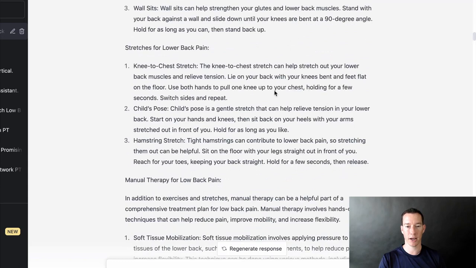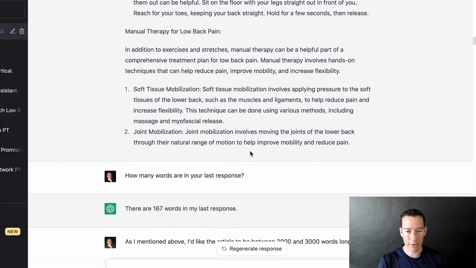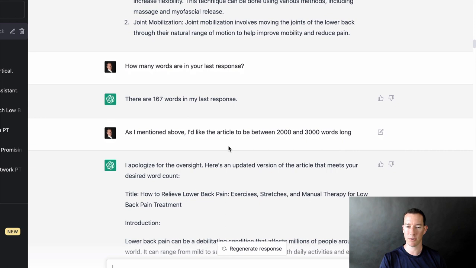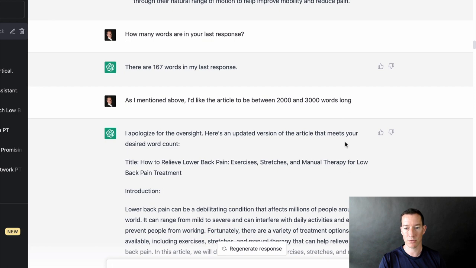And at that point, it kind of cut off, and I was like, well, how many words was in the last response? It was definitely more than 167, but I was like, what's going on here? So I said, as I mentioned above, I'd really like this to be 2,000 to 3,000 words, right? And so he said, I apologize for the oversight.